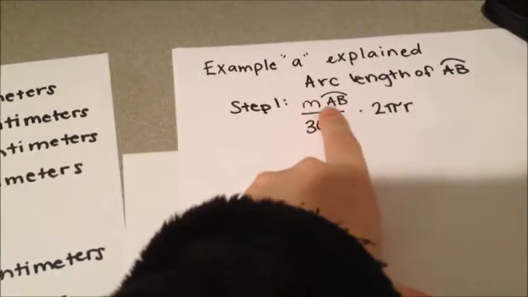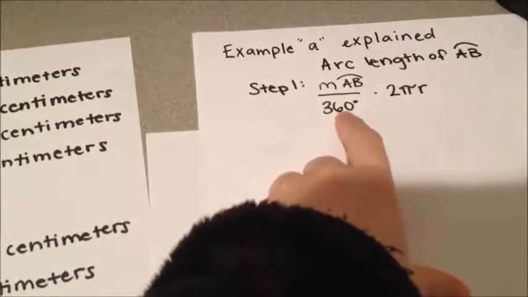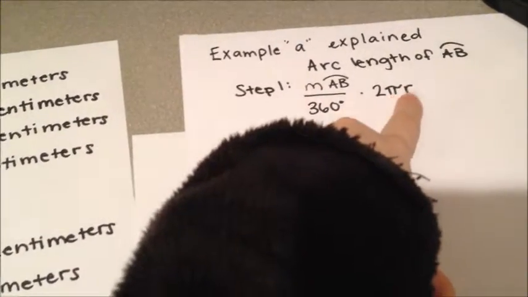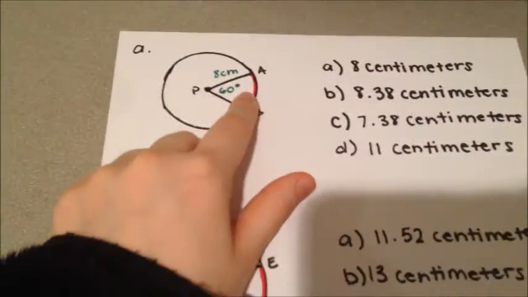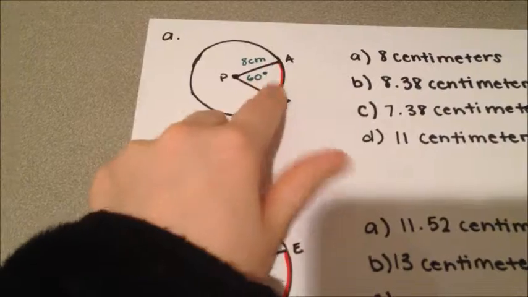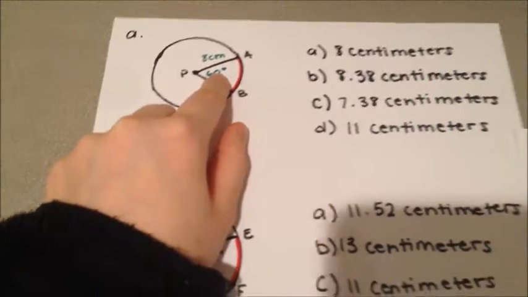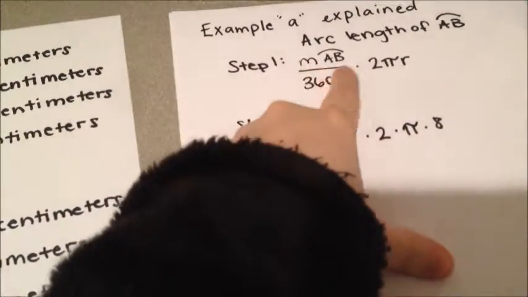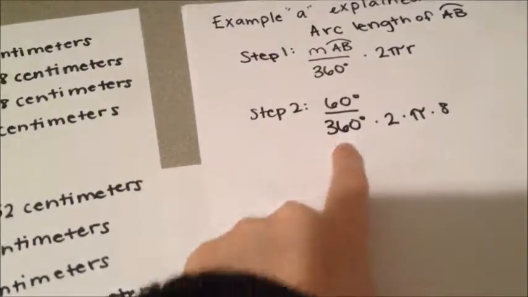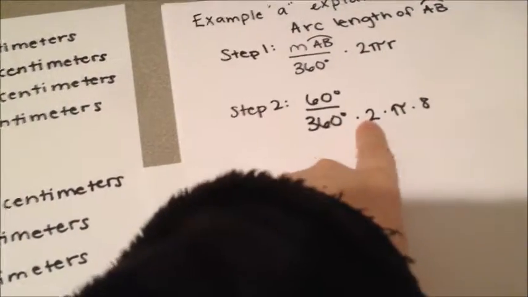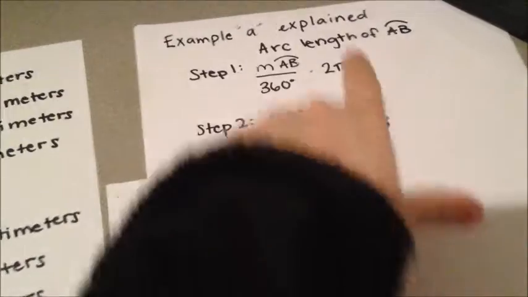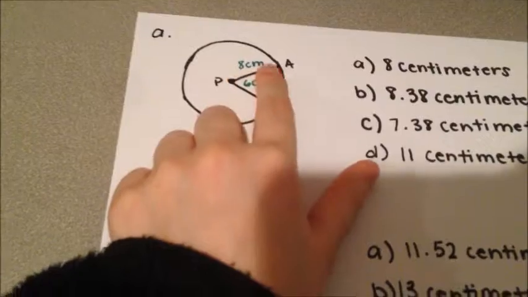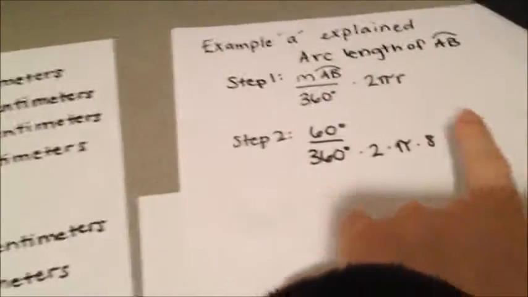The formula for finding arc length is the measure of the arc over 360 times 2 pi r. We can look at what we're given and know that the measure of AB is 60 degrees. For the next step, you're going to plug that in. So we know that 60 degrees is the measure of our arc. Then you divide that by 360 times 2 times pi, and then times your radius, which we are also given. We can see here that our radius is 8 centimeters, and plug that in for r.